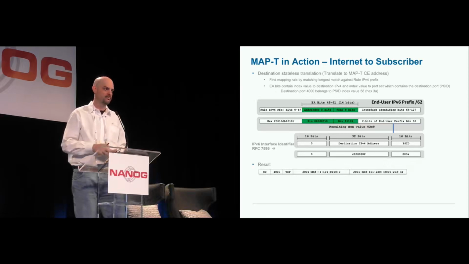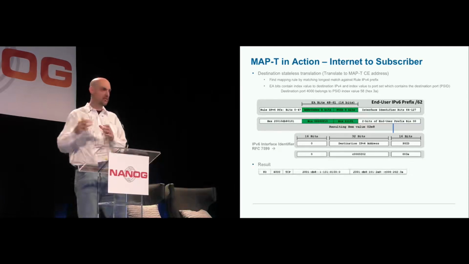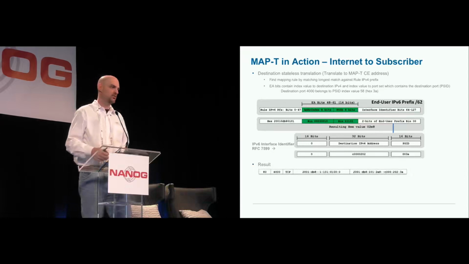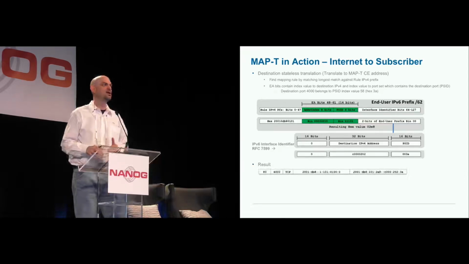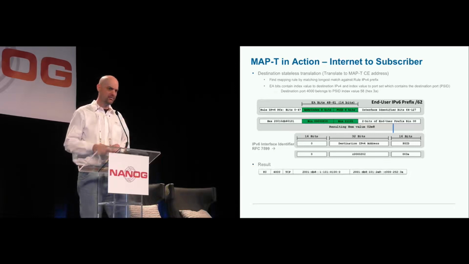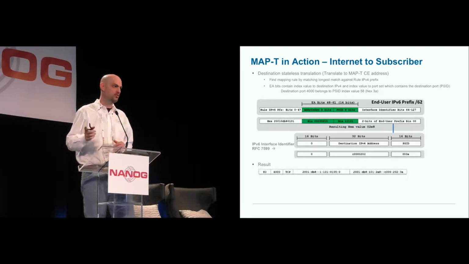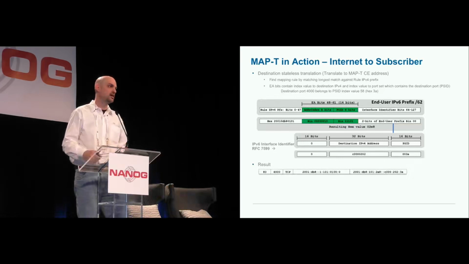Now, the bit arithmetic for taking the port 4000 and matching it to the PSID is a bit beyond the scope of this presentation. I do have an example and a walkthrough in a document that I reference at the end of this presentation. So if you're interested in that, you can look there. But in this particular case, with this bit arithmetic, you take the port 4000, it'll match against a PSID index value of 58.